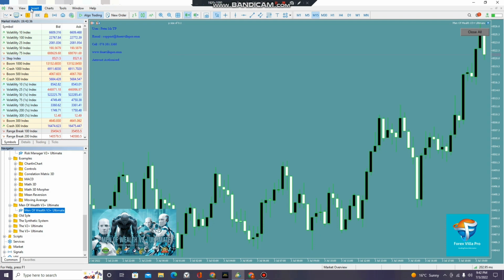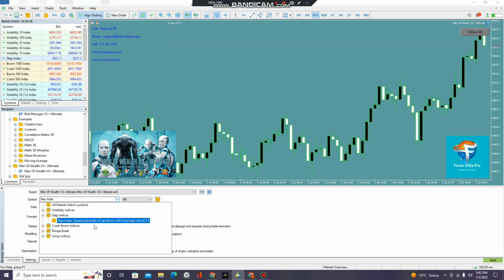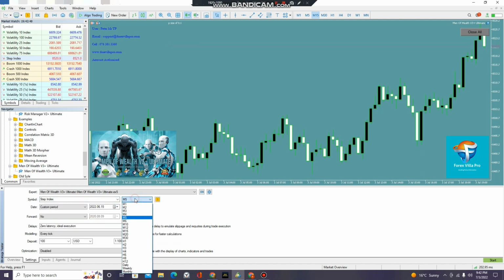Without wasting any of your time, guys, I also want to show you a simulation of how the system works on Strategy Tester. So I'm just going to select Man of Wealth Step Index. It's already selected. And remember, guys, according to the guide, it works on the 5-minute and 15-minute time frames.